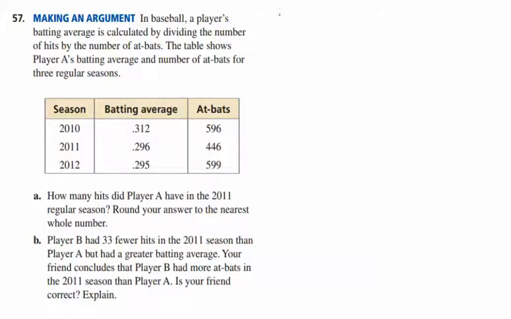So we would say batting average is the number of hits. So it will be hits divided by the number of at-bats. What does at-bats mean? At-bats means the number of times that you go up to try to hit, that you have the opportunity to hit.